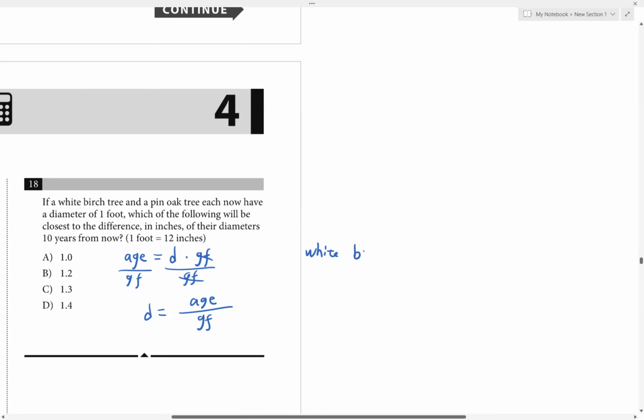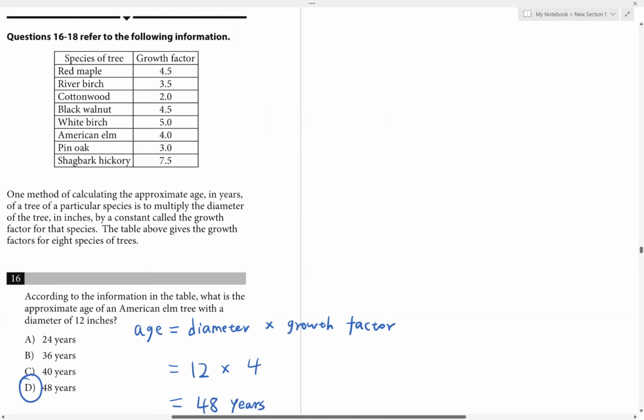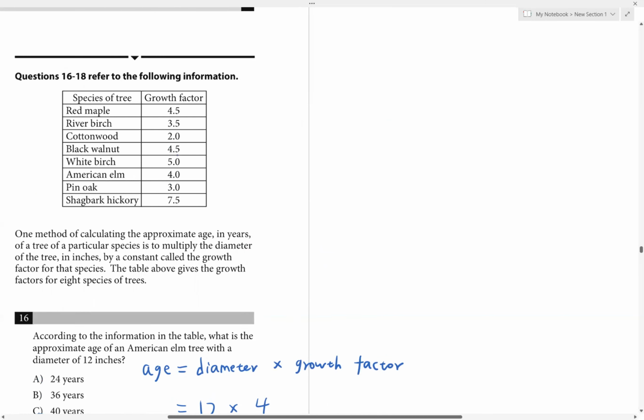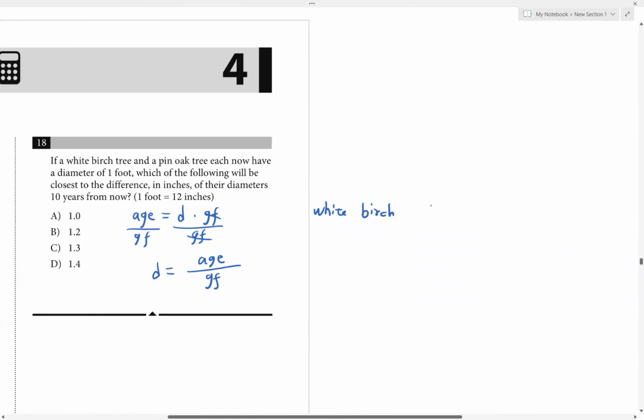White birch tree, well, what's the growth factor for white birch? White birch is at 5.0. So growth factor is 5.0. To solve for diameter, we take the H, which is 10 years, and the growth factor is 5. So we can divide: 10 divided by 5 is 2. That means in 10 years, a white birch tree's diameter will increase by 2 inches.